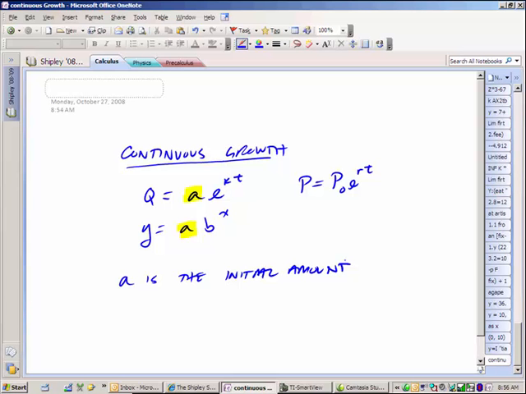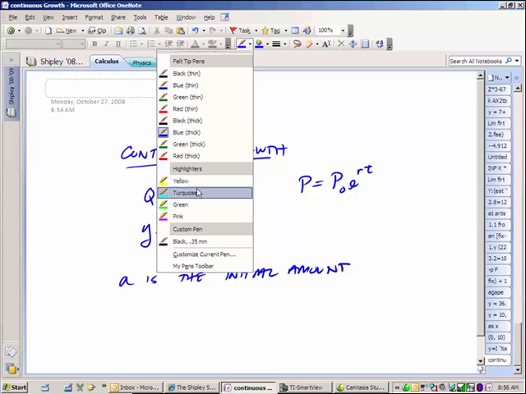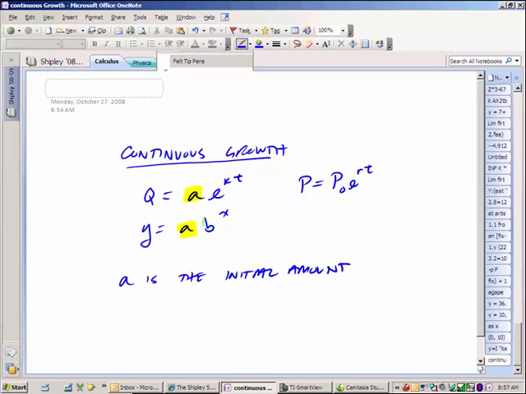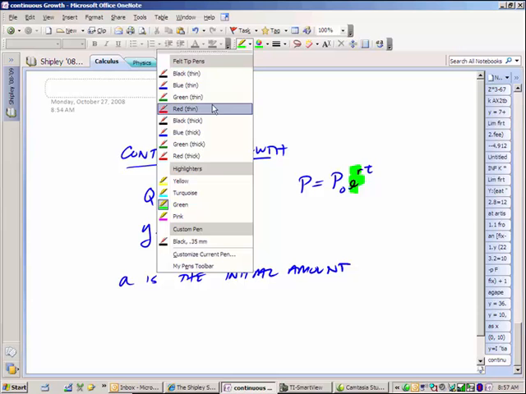As a matter of fact, I want to show you something else that hasn't changed, really. Yeah, x and t are the same, actually, which means that b is really the same as e to the k, which is really the same as e to the r.